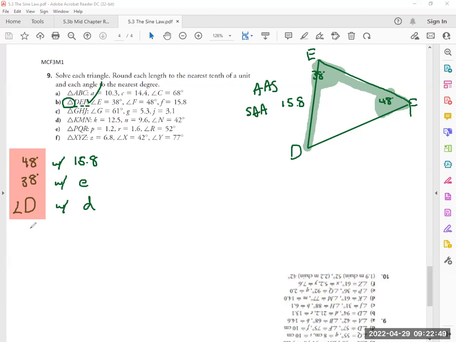So here we go. Angle D, you can find it if you take the total 180 degrees, take away the 48 and take away the 38. In other words, these three angles, 1, 2, 3, add up to 180. I'm going to take away 48, take away 38, leaving me with the leftover. And that would be, let's see, 94 degrees.